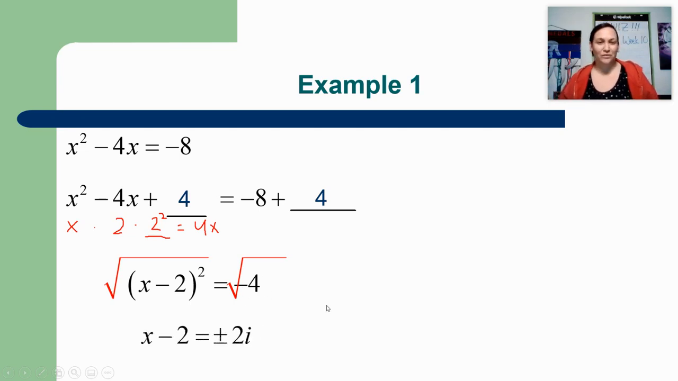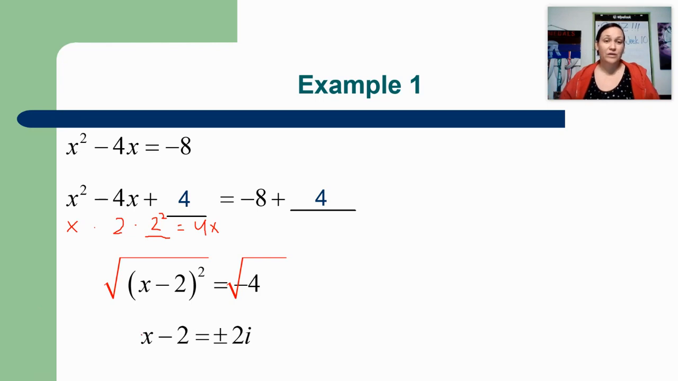And I know the square root of 4. The square root of 4 is 2. All right, so again, I've simplified my radical. It changes into a 2i. There's no more square root symbol because I was able to take the square root. And I put a plus or minus sign in front of it.